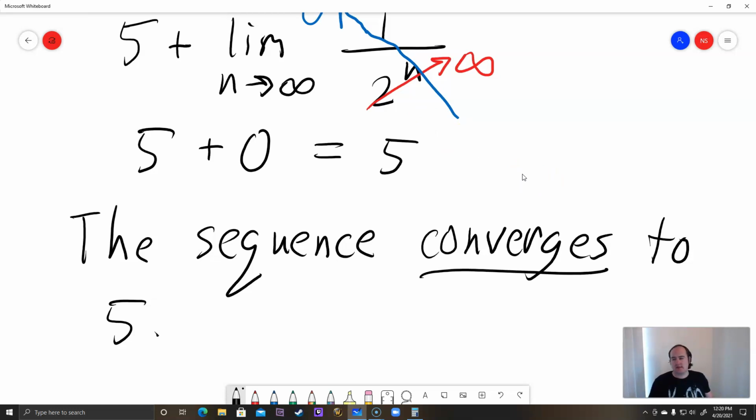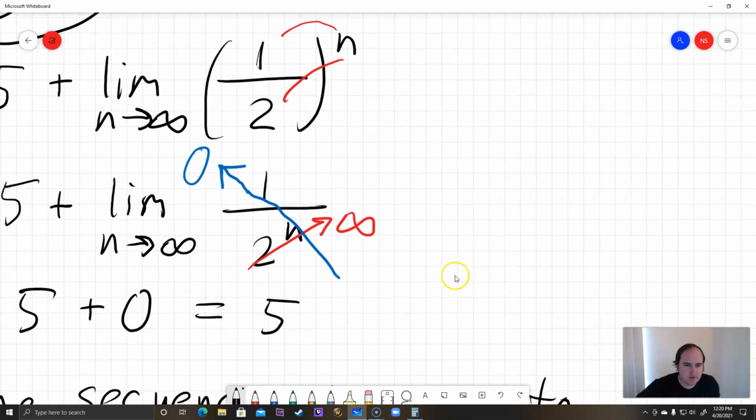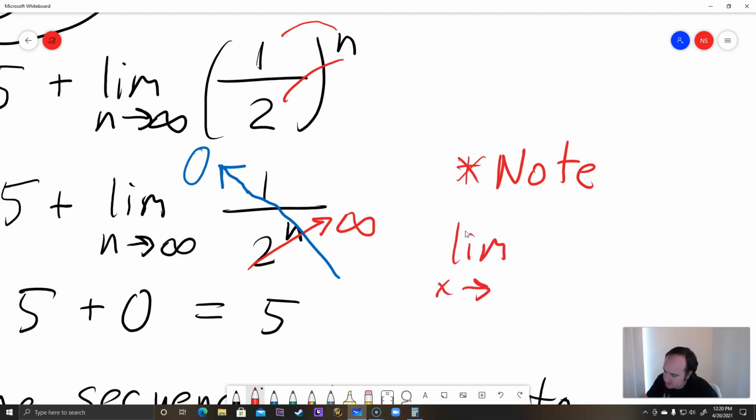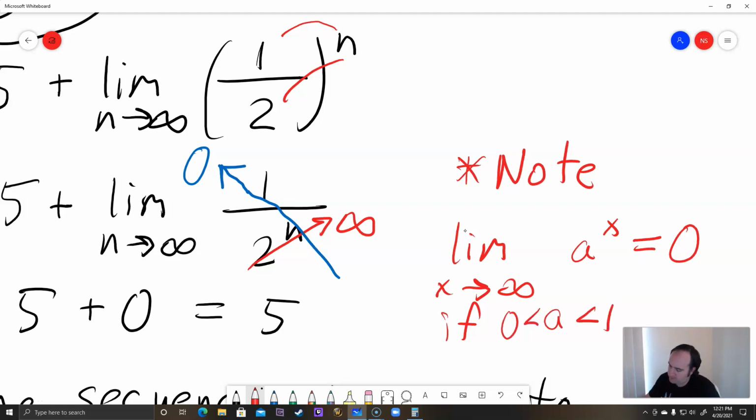And in general with these, realize that if you have a decimal between 0 and 1 and you raise it to a power, that's always going to go to 0. So let me add that as a little note over here. Note: the limit as x goes to infinity of a to the x equals 0 if a is between 0 and 1.